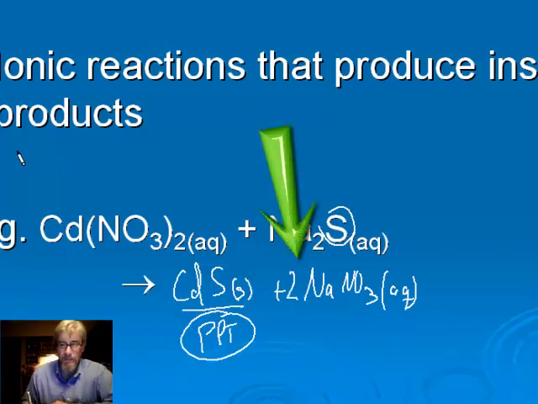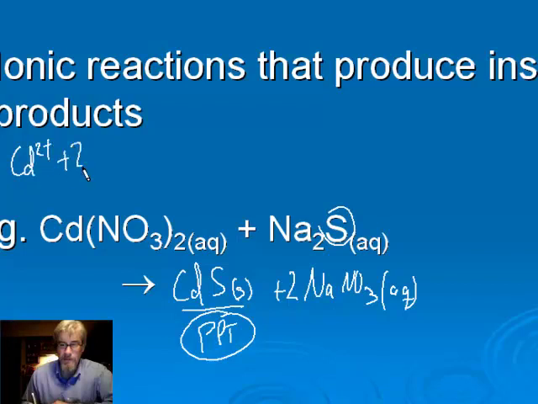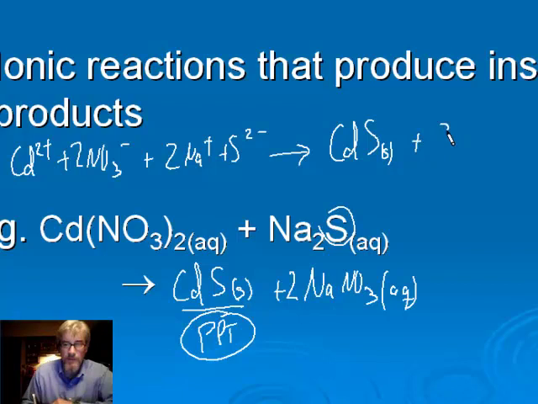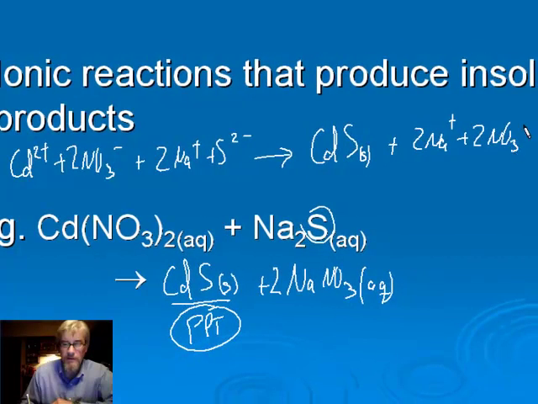Now if I were to write the ionic equation for this, I could split up the cadmium nitrate. That'd be Cd2 plus and 2 NO3 minuses. I could split up the sodium sulfide. That would give me 2 Na pluses and an S2 minus ion. But I could not split up the precipitate. The cadmium sulfide is a solid, so that has to stay together. And I could split up the sodium nitrate, so 2 Na pluses and 2 nitrate ions.